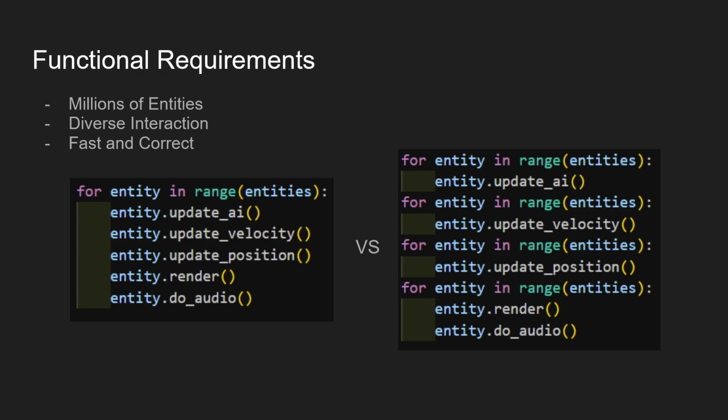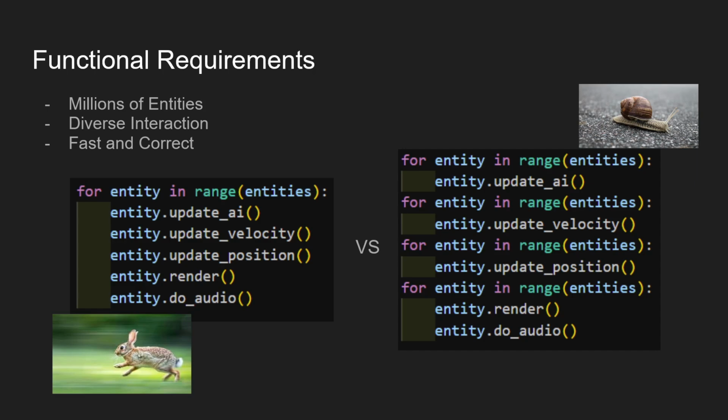So here I have two snippets. On the left is a fast way of doing things, but it's not correct. And on the right, we have a slow way of doing things, but it's correct. It's fast on the left because each entity is fully processed before moving on to the next one. So this is better on the cache. But it's incorrect because the previous domain of updating has not been completed before moving on to the next one. So you'll have things looking at other things, but it'll be one frame behind.